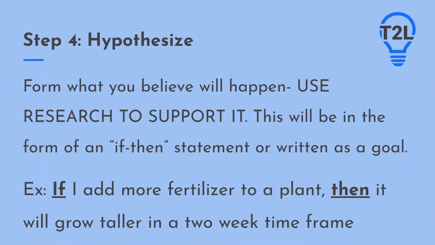Okay, step four, hypothesize. Form what you believe will happen and use your research to support it. Hypotheses are written in the form of an if-then statement, or if you're doing an engineering project, it can be written as a goal. An example for an experimental hypothesis would be: if you add more fertilizer to a plant, then it will grow taller in a 2 week time frame. You also have to try to limit the number of confounding variables that could affect the results, and even show some of your controlled variables in your hypothesis.